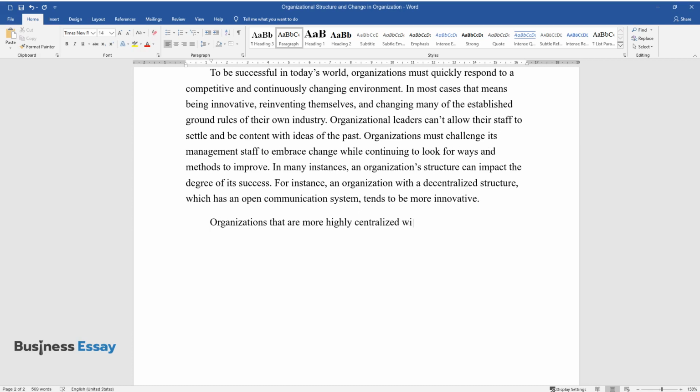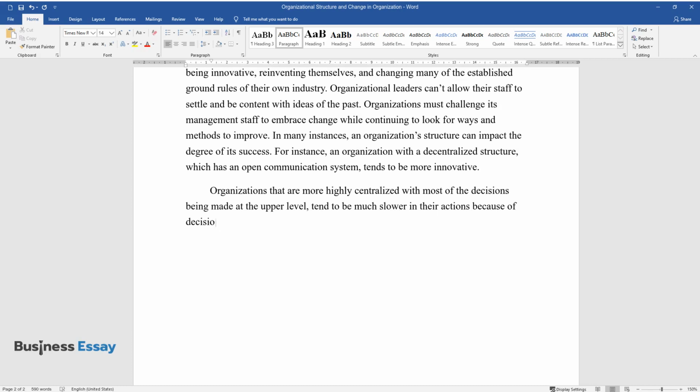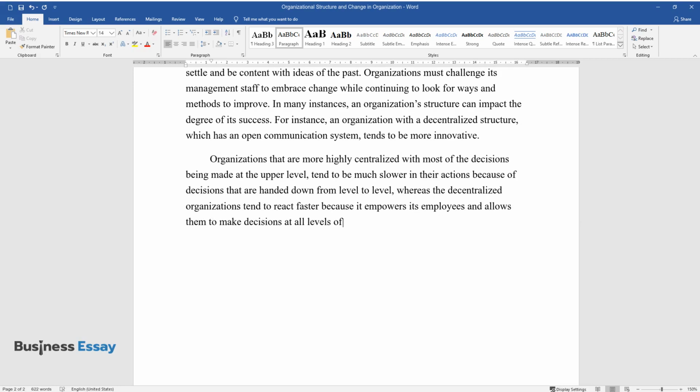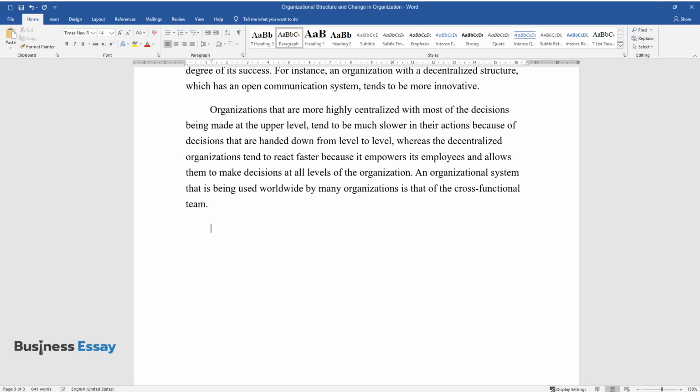Organizations that are more highly centralized, with most of the decisions being made at the upper level, tend to be much slower in their actions because of decisions that are handed down from level to level, whereas decentralized organizations tend to react faster because they empower their employees and allow them to make decisions at all levels of the organization. An organizational system that is being used worldwide by many organizations is that of the cross-functional team.